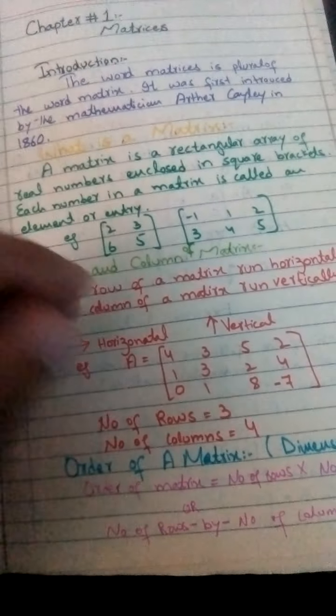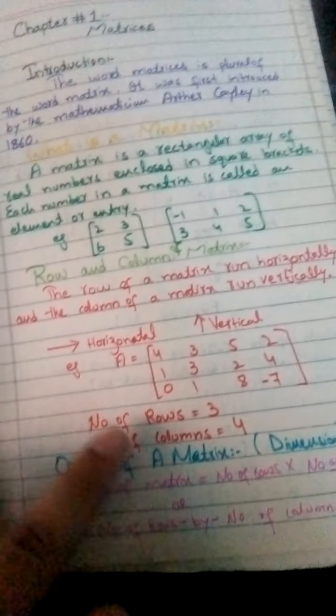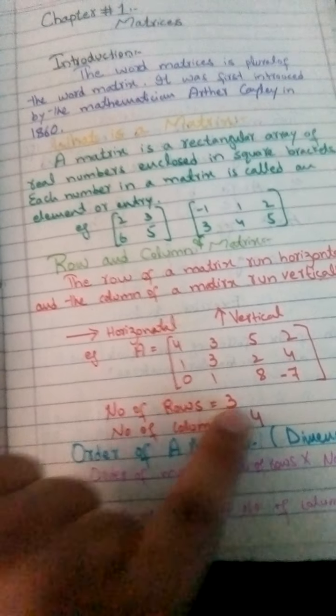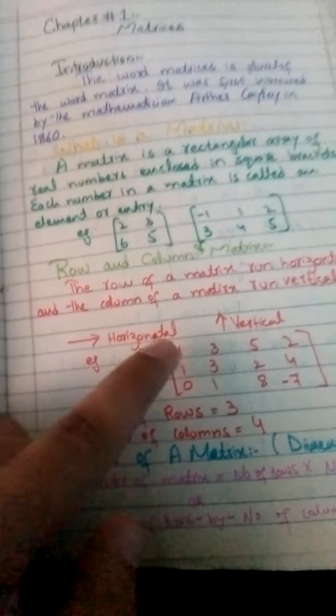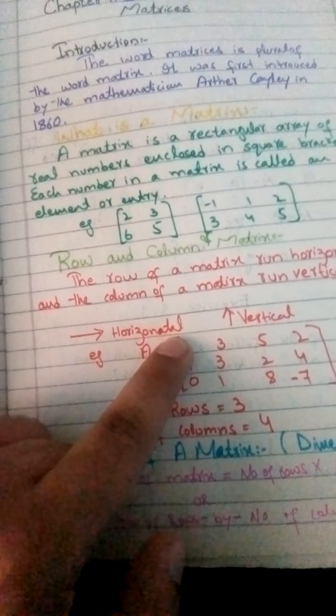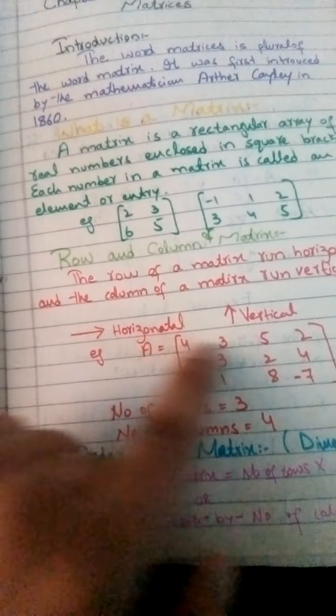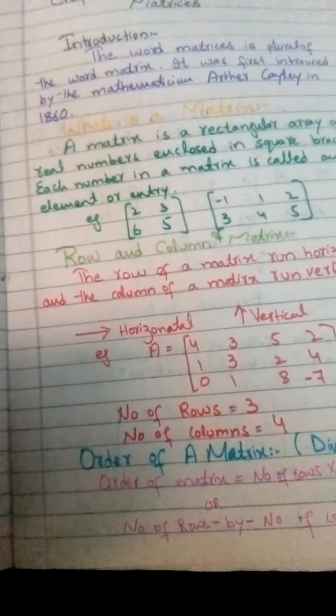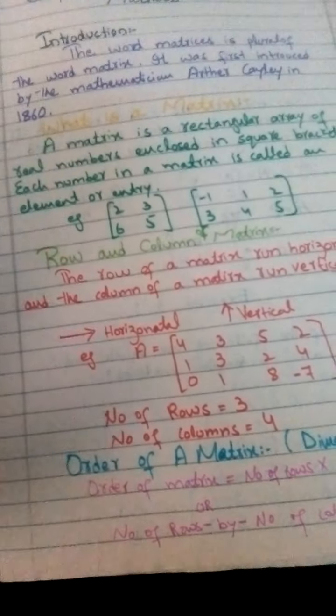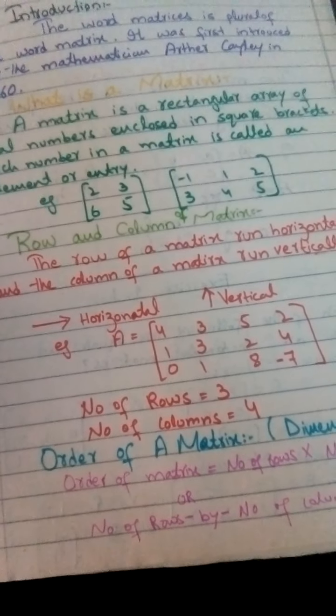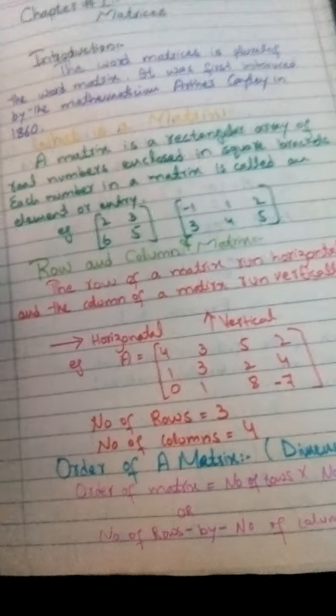So here in this matrix A, you will see that the number of rows is 3 and the number of columns is 4. 1, 2, 3: 3 horizontal lines and 4 vertical columns. So 4 vertical lines are assigned as columns and these horizontal numbers are called rows.